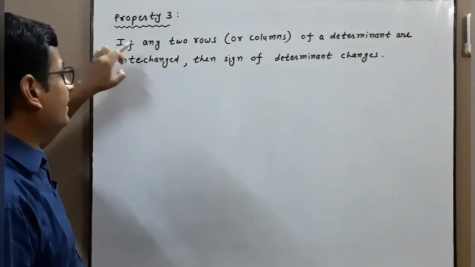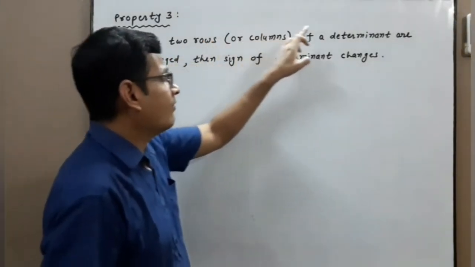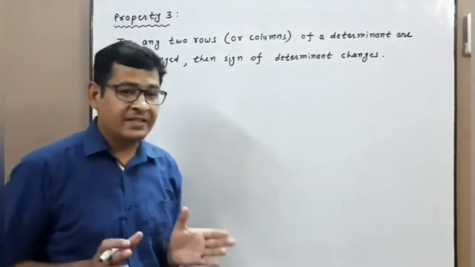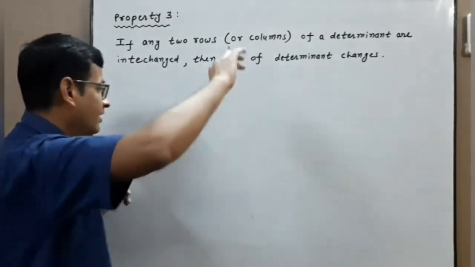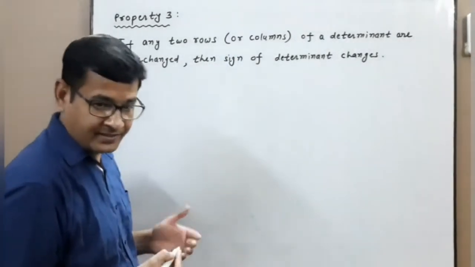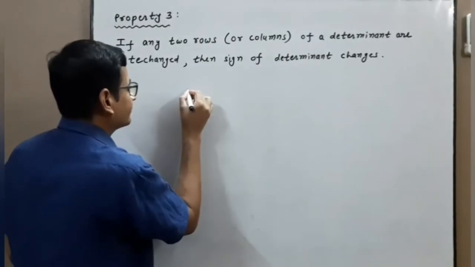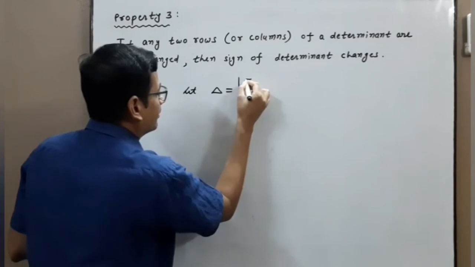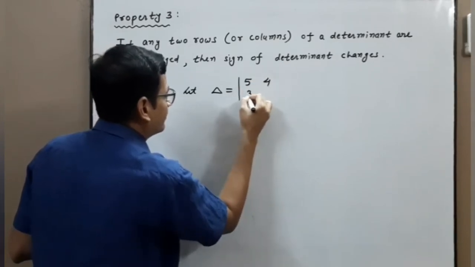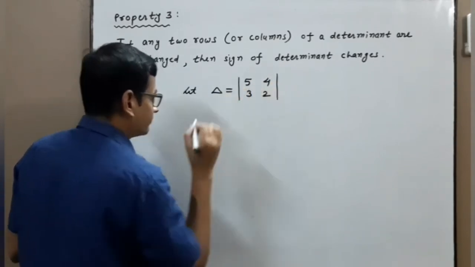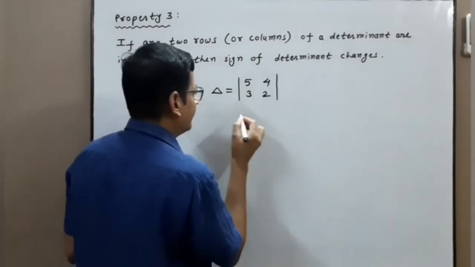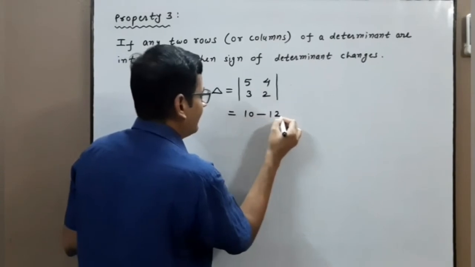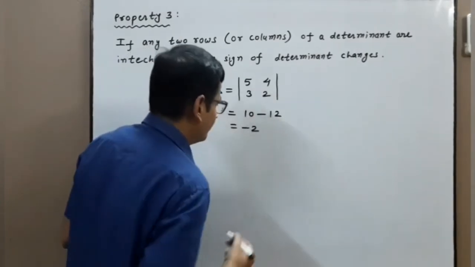Property 3. If any two rows or columns of a determinant are interchanged, then sign of the determinant changes. Means numerical value remains same. For example, let del equal to |5 4; 3 2|. Now simplify this determinant. 5 into 2, 10 minus 12 is equal to minus 2.